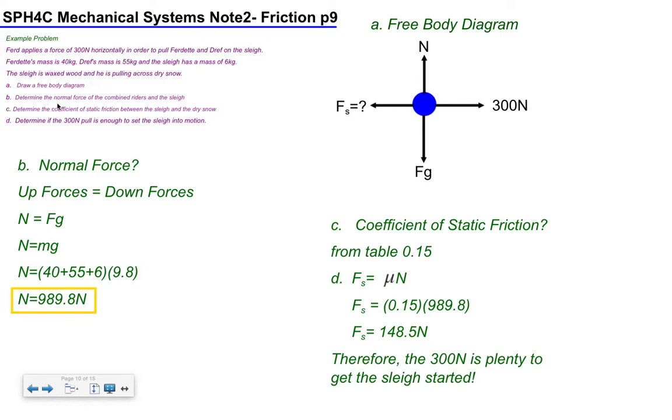And then we want to find the normal force. So the normal force will just be, remember, the force of gravity. So we're going to use the combined masses, right? So we had Ferdette, Dreff, and the sleigh. So you use all of their masses in one. So the total mass times 9.8. So there's the normal force.